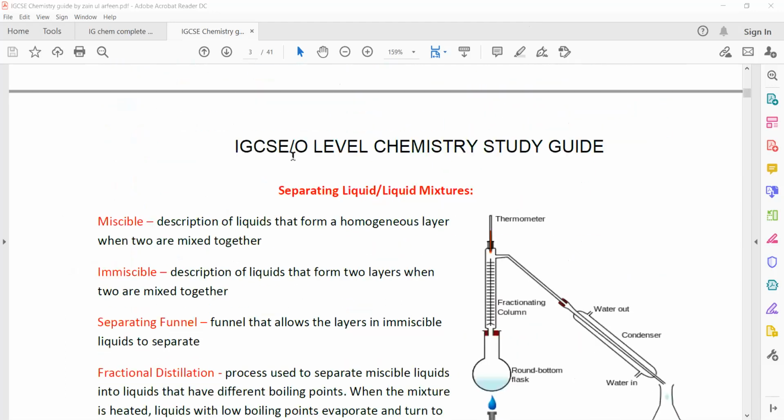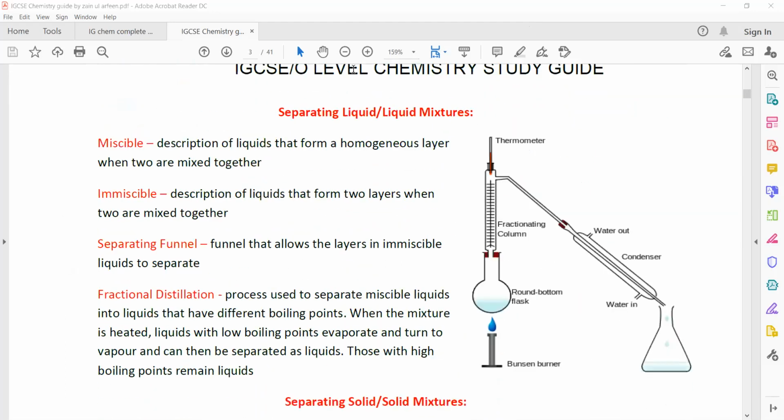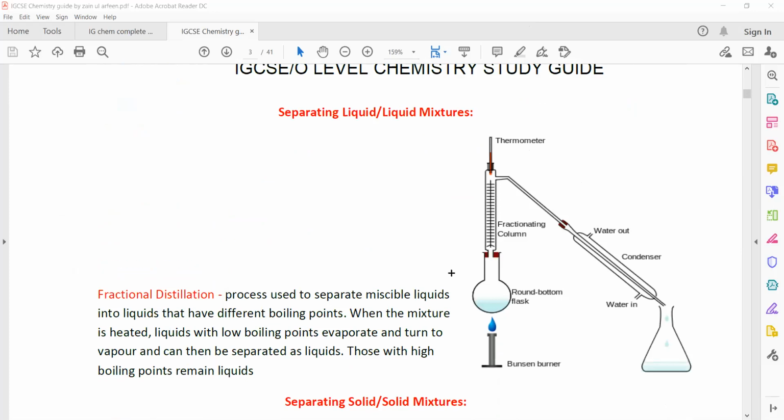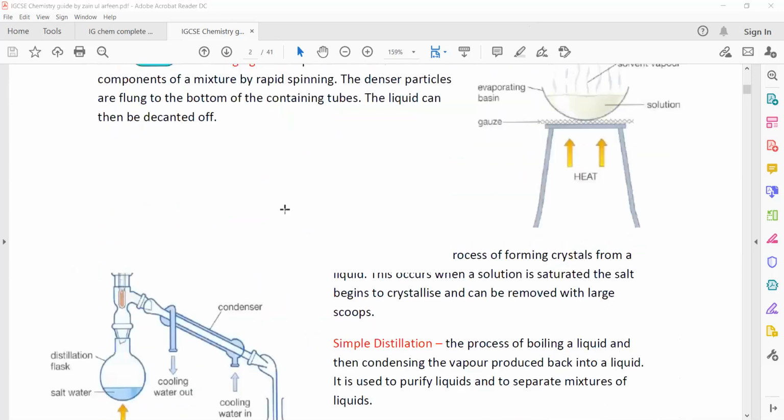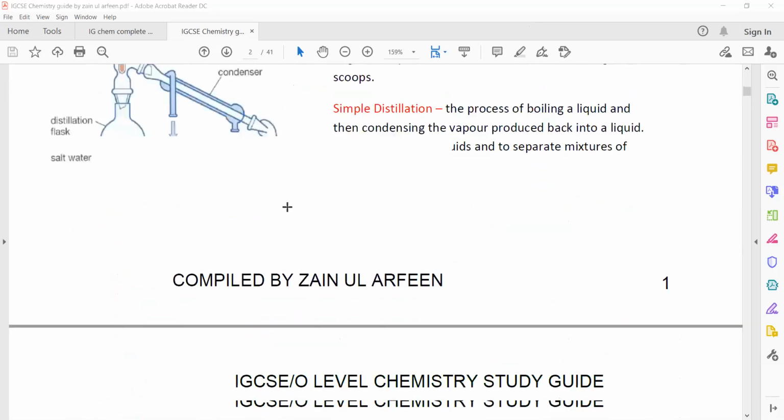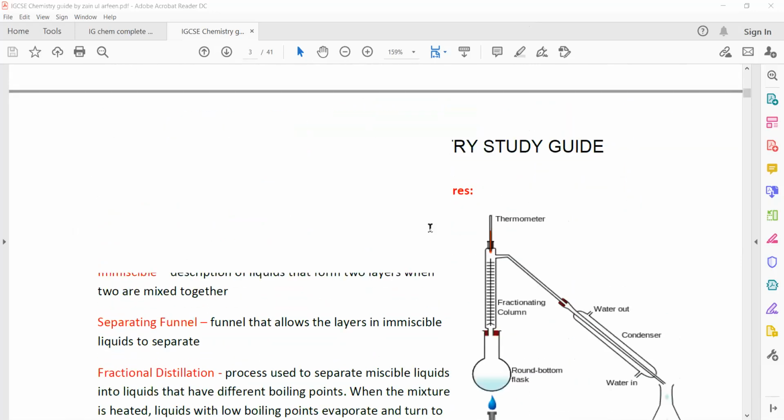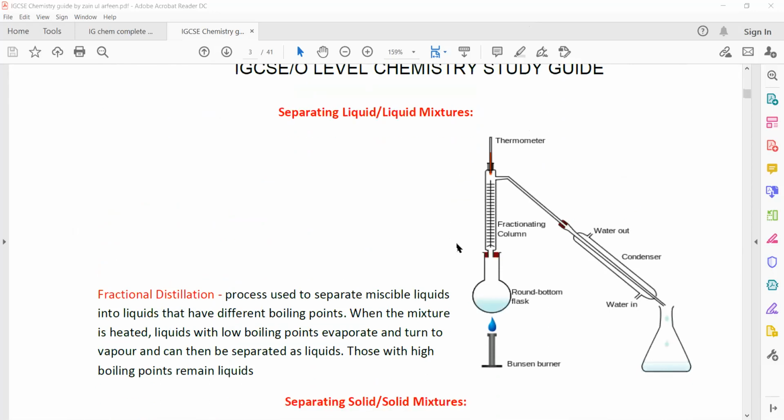Same thing. If we have two miscible liquids, liquids which mix with each other, we can use fractional distillation. What is fractional distillation? Look, it is similar to that of simple distillation. But in fractional distillation, one extra thing is there, which is called a fractionating column.